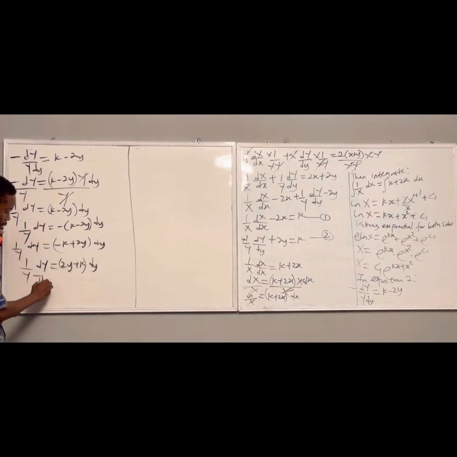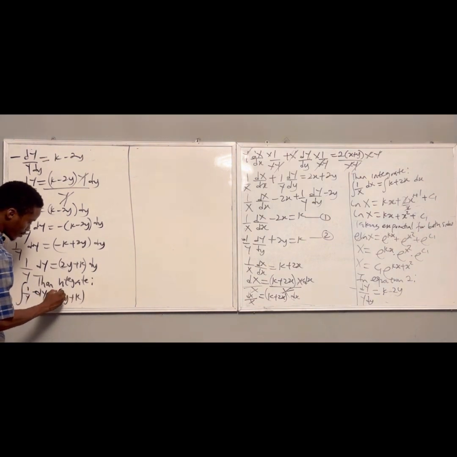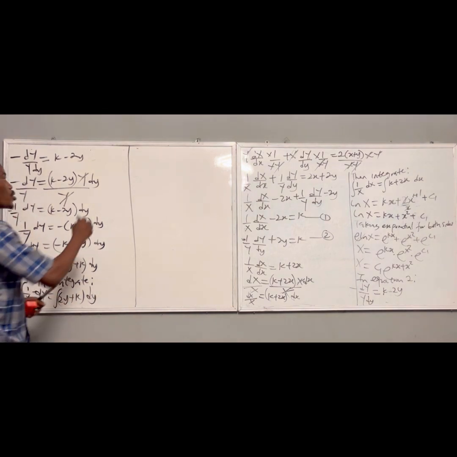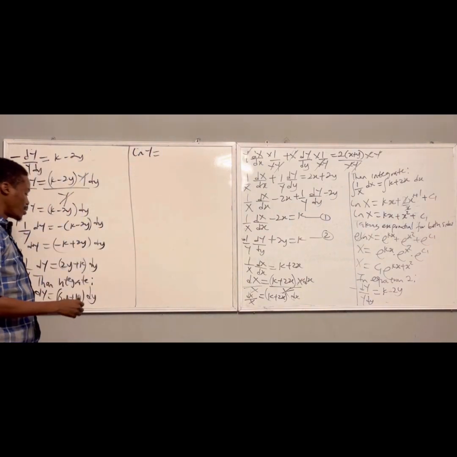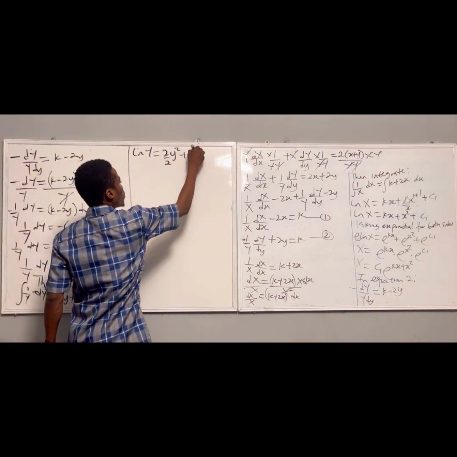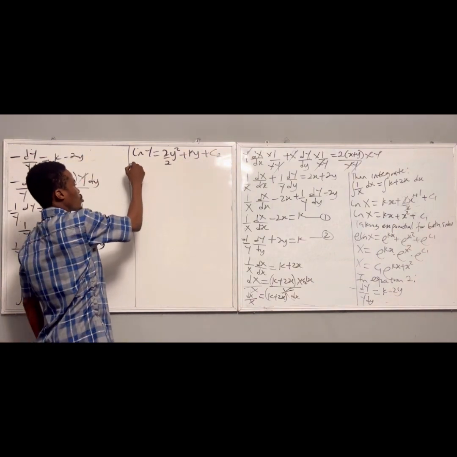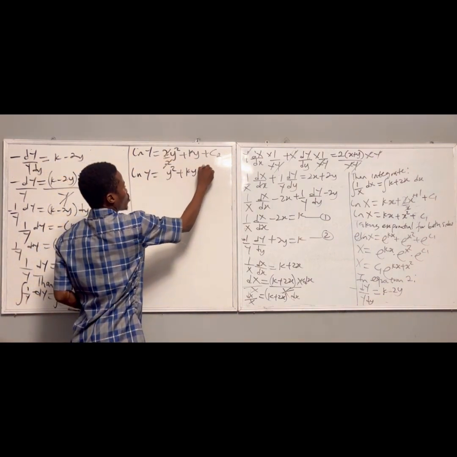Then I can now integrate. If I integrate, I'm going to have 1 all over y dy, then 2y plus k dy. If I integrate, I'm going to have ln y is equal to, if I integrate 2y, 2y square all over 2, then plus ky plus constant 2. Since my constant 1 is c1, constant 2, so I'm going to have ln y is equal to, this will cancel, y square plus ky plus c2.